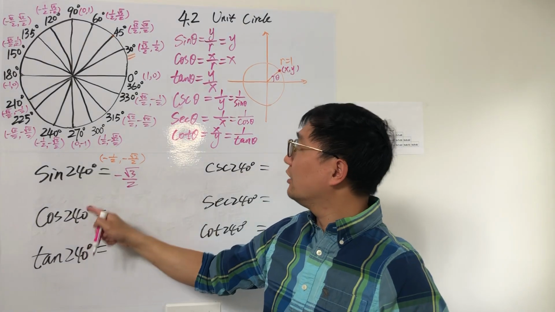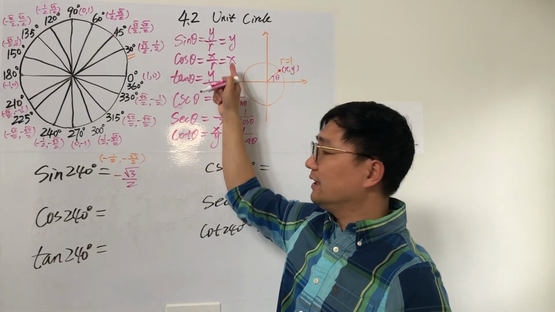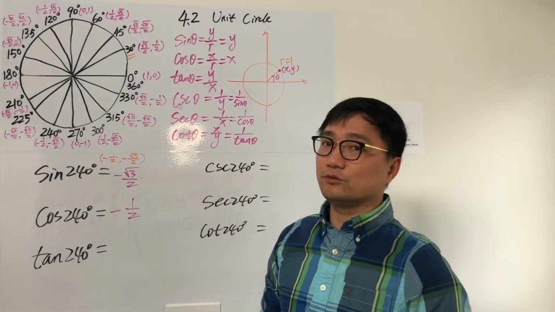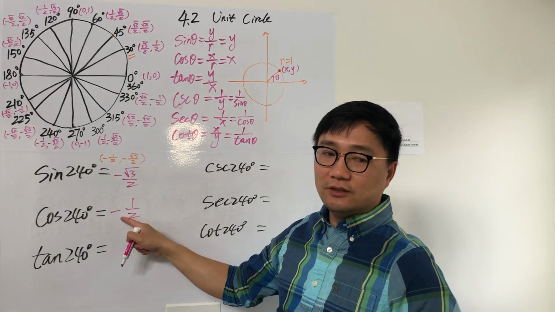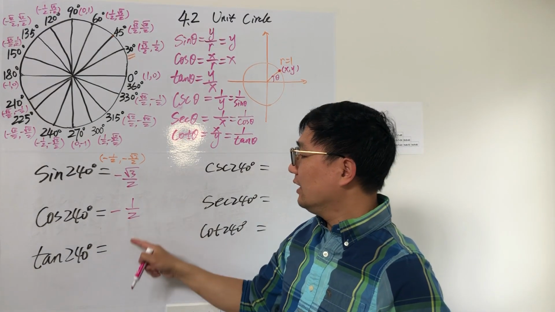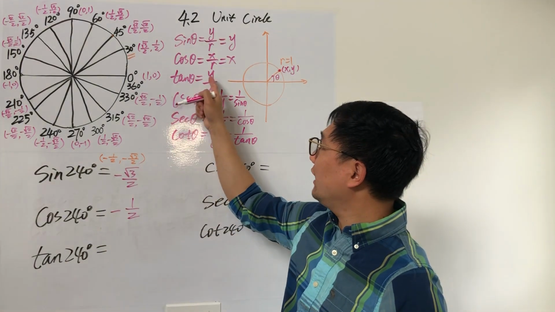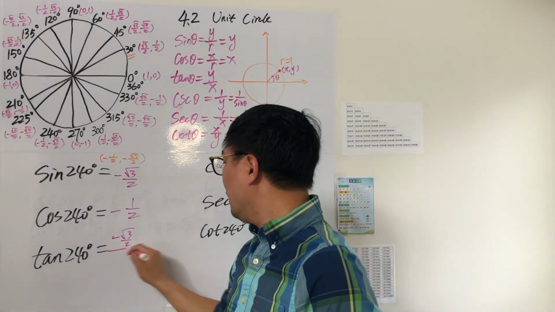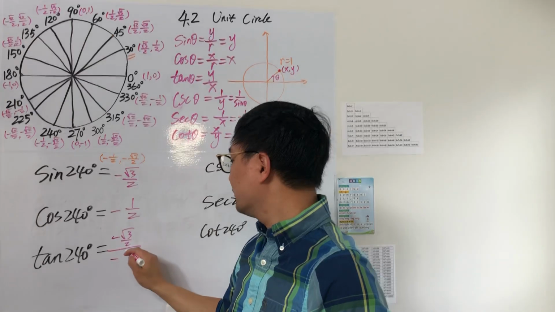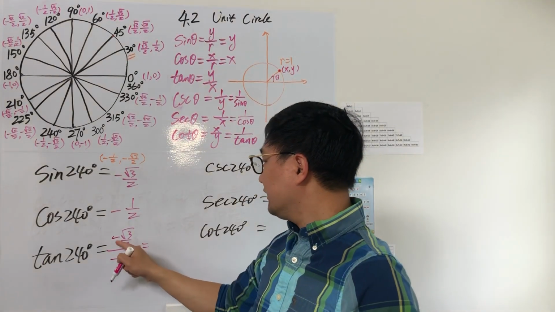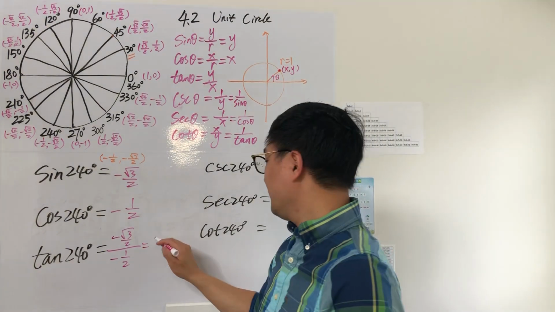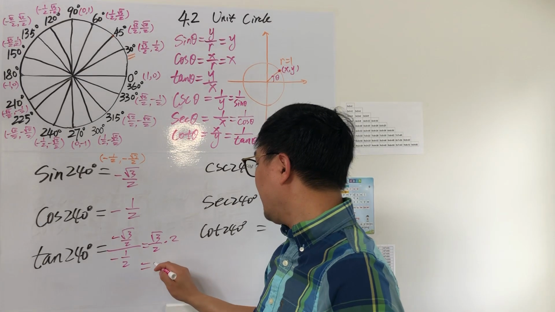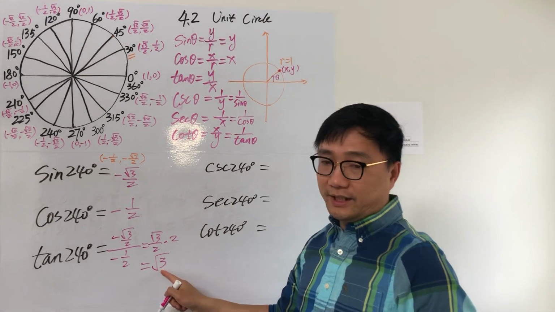Cosine 240. So cosine 240 is the x coordinate. So x is negative 1/2. That's why the value of cosine 240 is negative 1/2. So tangent 240, based on definition, tangent is y over x. So y is negative radical 3 over 2, over x is negative 1/2. So now negative over negative means positive. And also you can flip the bottom, change to times 2. The final tangent 240 is radical 3.